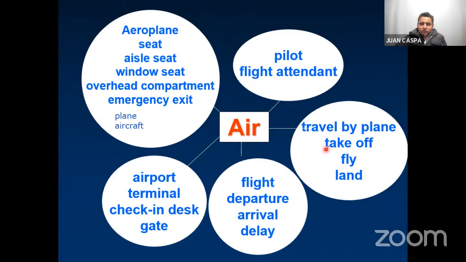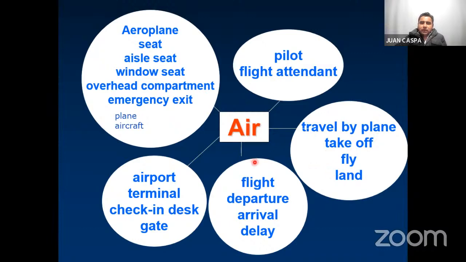And the other one is take off. Take off means when the plane starts to leave, right? It lifts from the air and flies. Fly is when it's flying, and land is when it touches down in an airport terminal, right after being in the air. It is the opposite of takeoff. It's like despegar and aterrizar, right? Land in the airport.